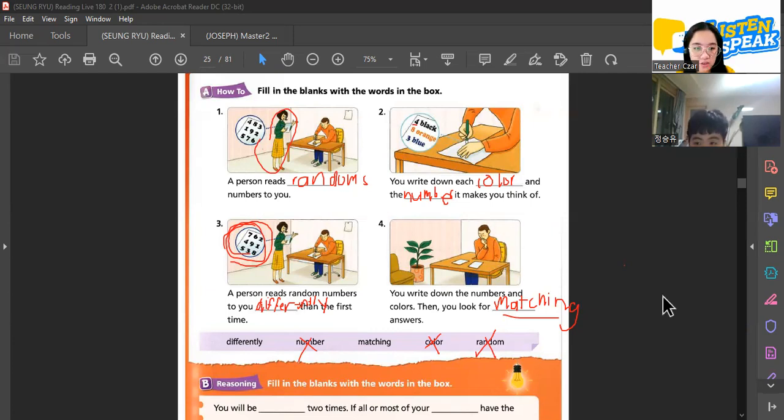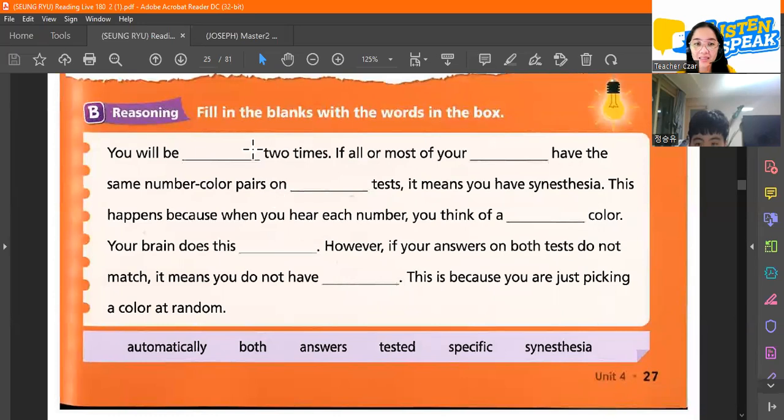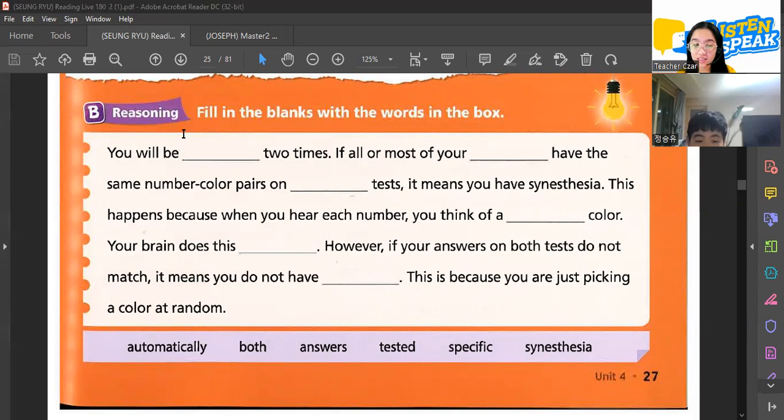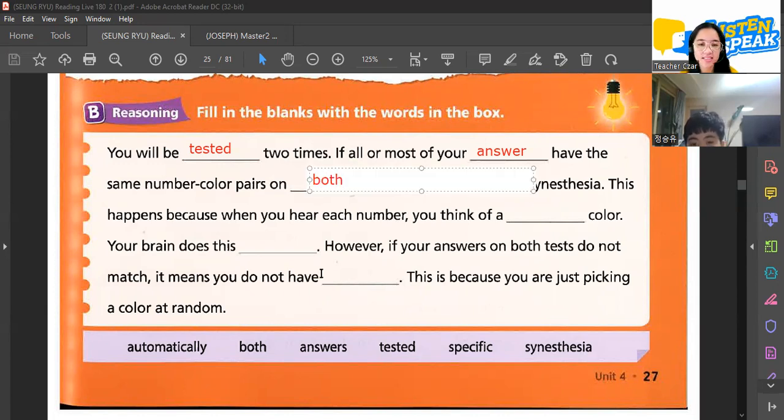No. So let's move on with this. Reasoning, where you need to fill in the blanks with the correct words. Let's start with the first sentence. You will be tested two times. Yes, you are going to be tested two times. If almost all of your answers have the same number color pairs in both tests. In both, yeah, that's it.